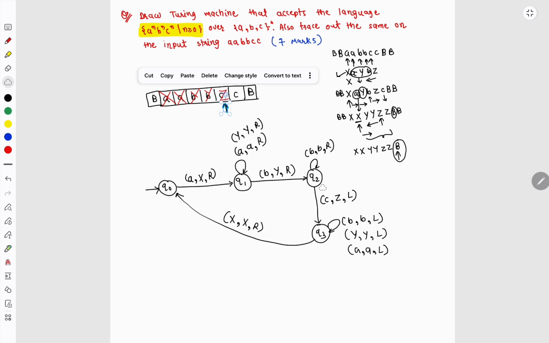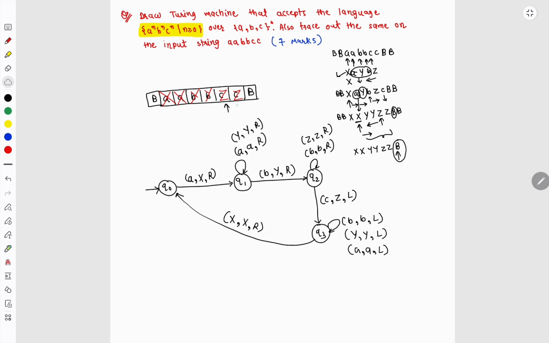So we are right now at Q2 state. Now at Q2 state, the read write head is at capital Z. So now we need to keep that capital Z as it is and move towards the right. Then the read write head will be at small c. Now if we give Q2 state small c, we need to convert that small c into capital Z and move towards the left hand side. So we will convert this small c into capital Z and move this read write head to the left hand side.